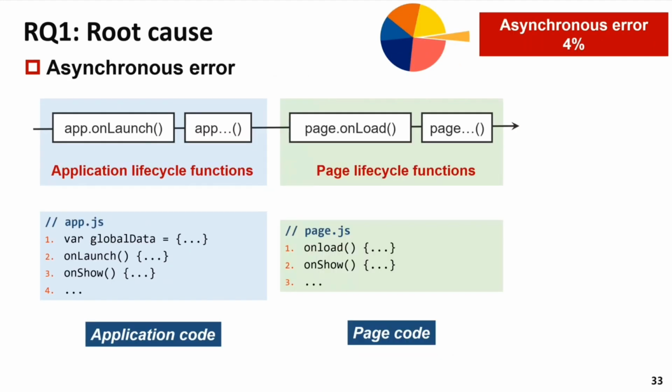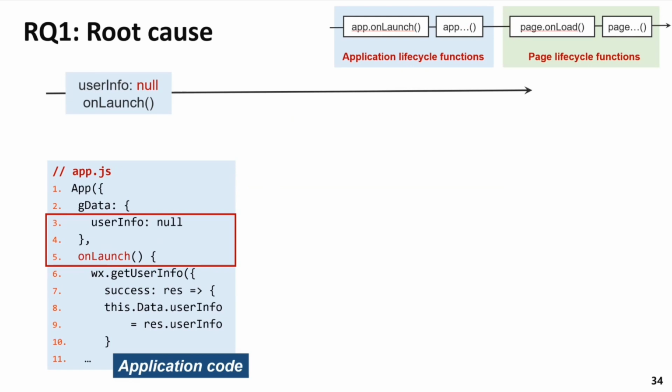Asynchronous mechanism and lifecycle management in mini programs can introduce some asynchronous errors. When people open mini programs, the application lifecycle functions will first trigger, then the page lifecycle functions. They are executed sequentially. Take the code below as an example.